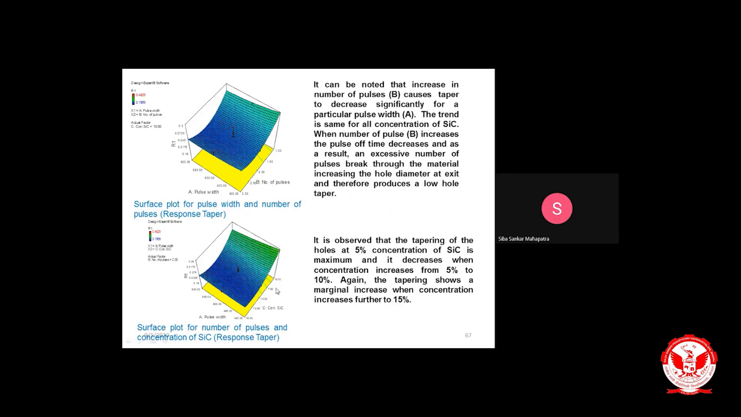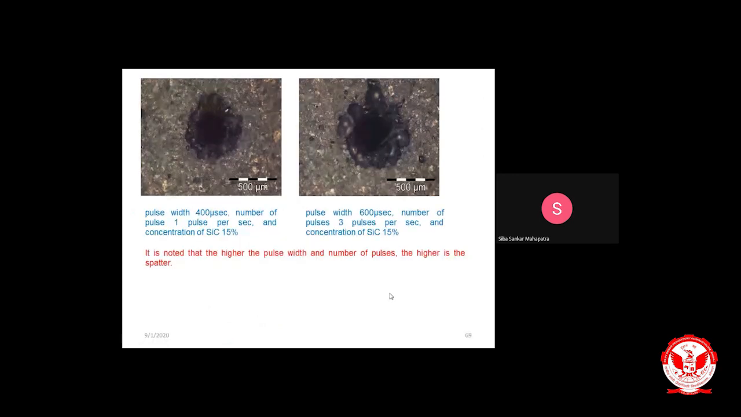So, if you analyze this graph, this is the concentration of silicon carbide. The tapering of the hole at 5% concentration is the maximum, and it decreases when it goes from 5 to 10%. When it goes to 15%, again it slightly increases, irrespective of the pulse width. So we can analyze all these graphs as you like to see here.